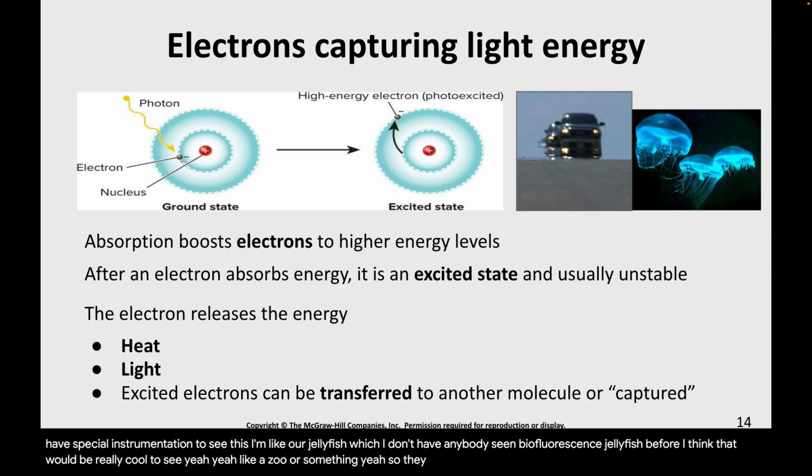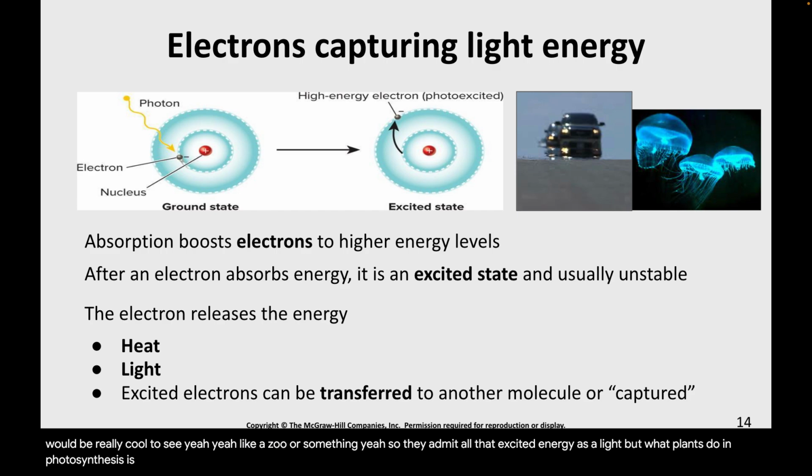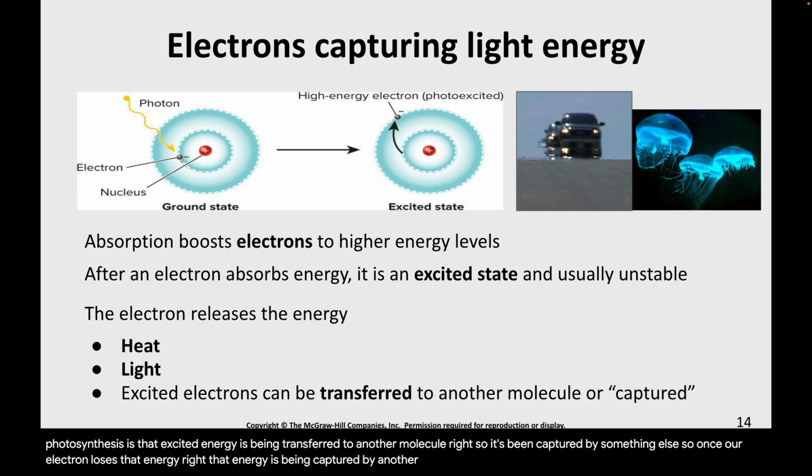So they emit all that excited energy as light, right? But what plants do in photosynthesis is that excited energy is being transferred to another molecule. So it's being captured by something else. So once our electron loses that energy, that energy is being captured by another molecule.